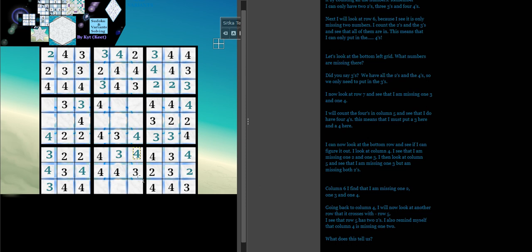I can now look at the bottom row and see if I can figure it out. I look at column 4. I see that I am missing 1 2 and 1 3. I then look at column 5 and see that I'm missing 1 3, but I'm missing both 2s. Column 6, I find that I'm missing 1 2, 1 3, and 1 4.